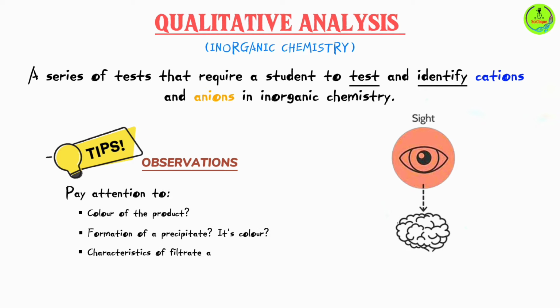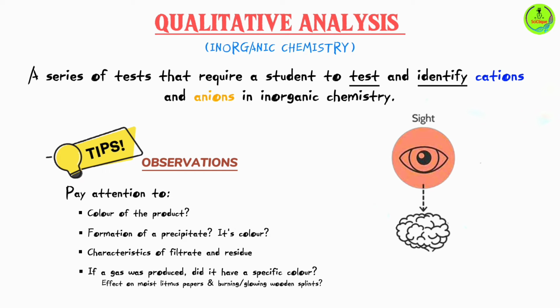Did you carry out filtration? And if you did, what is the characteristic color of the filtrate and residue? Was a gas produced? If so, what are the characteristics of the gas in terms of color and smell? What about the effect of the gas on moist blue and red litmus papers or on a burning or glowing wooden splint? Effervescence, are you seeing any bubbling or fizzing? Guys, all of these are very important for you to note. Whenever you do a practical, you have to be very keen not to miss out on anything.